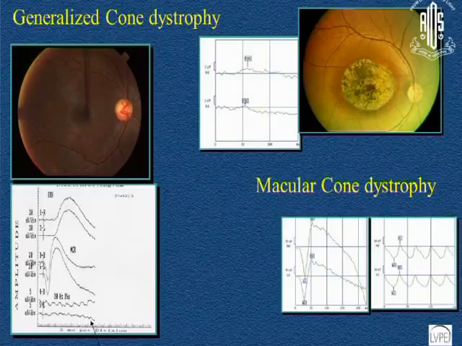You can also have just a macular dystrophy where only the macular cones are affected, so only the pattern ERG is affected, whereas the rest of the ERG is normal, because the number of cones in the macula is a very small portion of all the cones. So all the cones are normal, only the macular cones are abnormal. So your flash ERG will be normal, only the macular ERG will be abnormal.